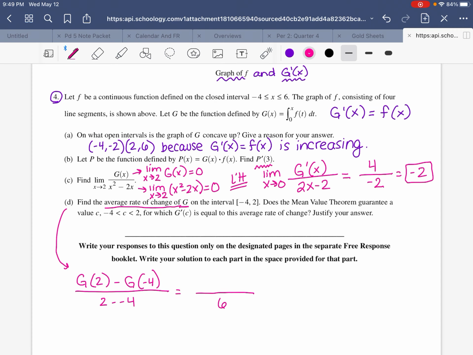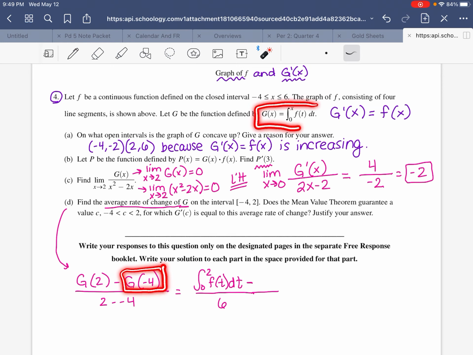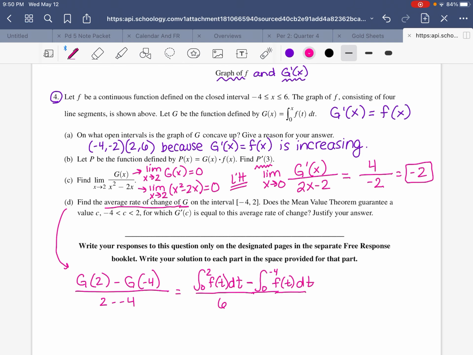My denominator is 6. My numerator, if I'm looking for g of 2, remember this is g of x. So g of 2, I would go in and I would substitute 2 in. It would be the integral from 0 to 2 of f of t dt minus g of -4. I'm going to substitute -4 in here. So the integral from 0 to -4 of f of t dt.